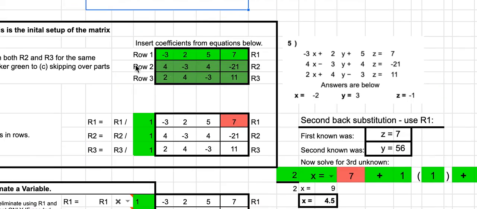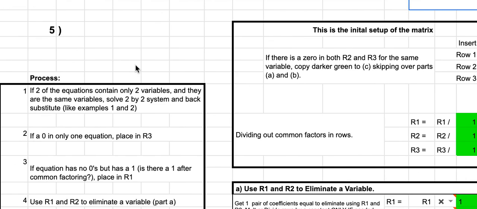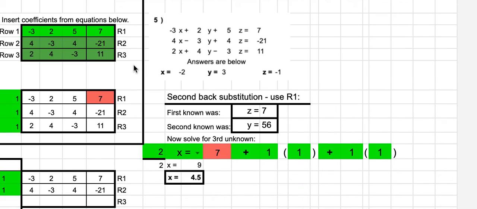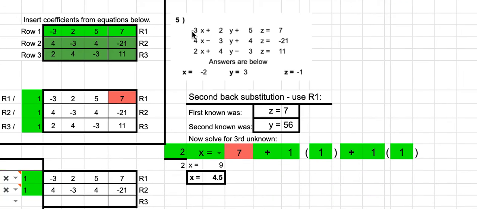So you know how to back substitute, right? So we're on to number 5. Let's quickly scan all of the rows here. Negative 3, 2, 5, no common factor. 4, negative 3, 4, no common factor. 2, 4, negative 3, no common factor. No ones and no zeros. So this one here is going to require a little bit more work.